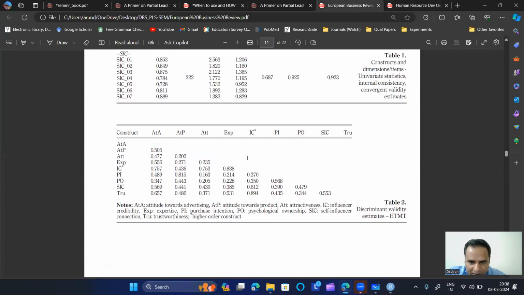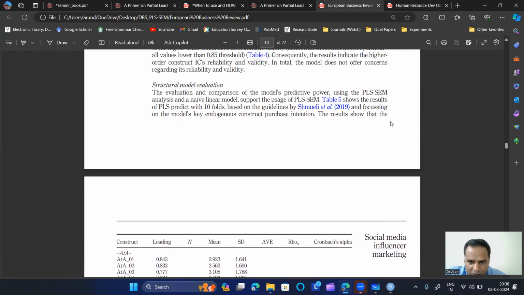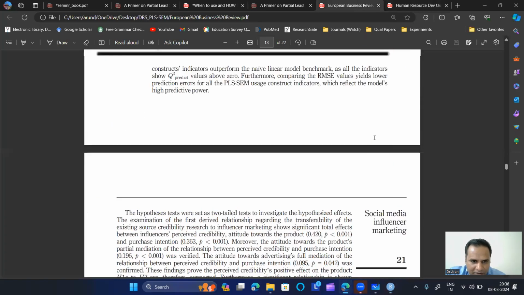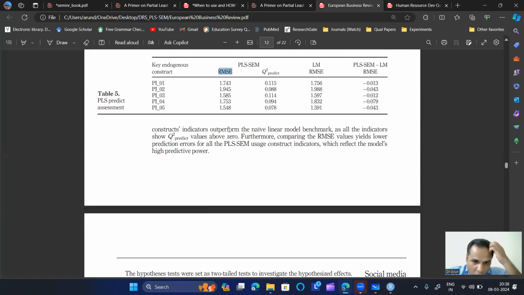Here it is saying that the result shows that the construct indicators outperform the linear model benchmark, as all the indicators show Q square predict values above 0. Again, they have taken the defense of Q square. Furthermore, comparing the RMSE values yields lower prediction errors for all the PLS-SEM. So this is lower. Can you see? PLS-SEM should be lower.